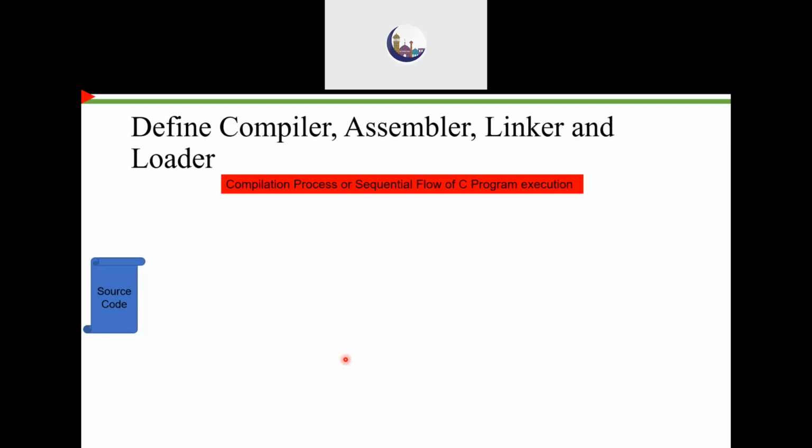Now, at present we are using C language. We know that there are various high level languages, right? We are using C language. Whenever we write any C language program, we will save it with the extension .c. Whatever file name you want to give, it should have the extension .c.